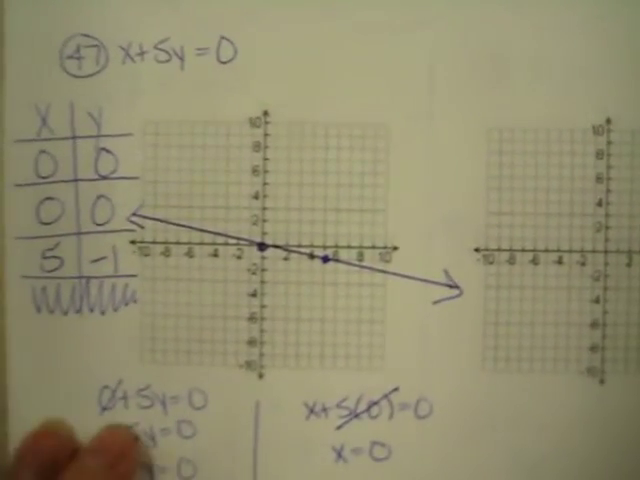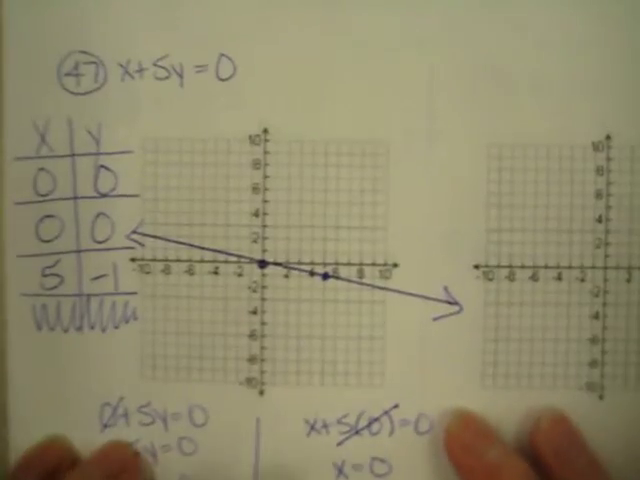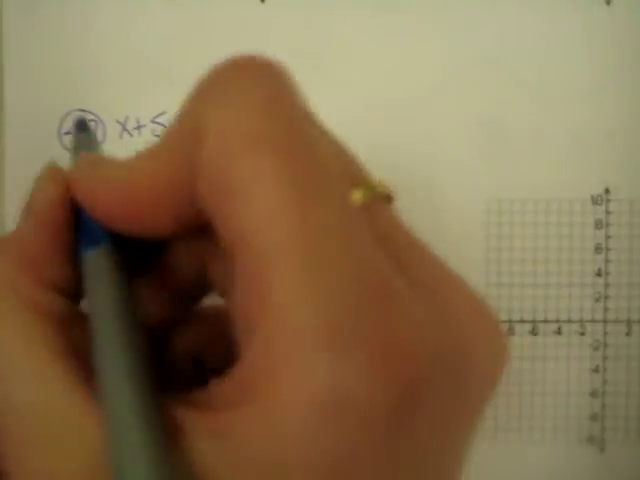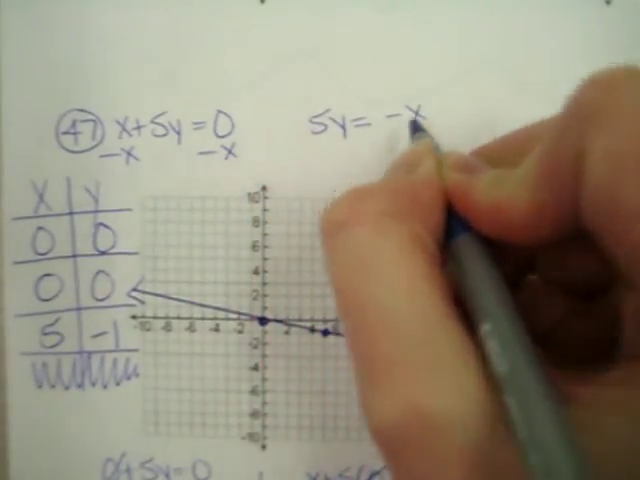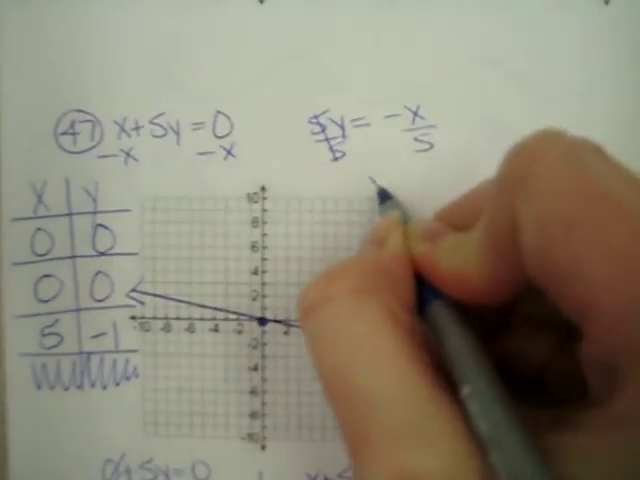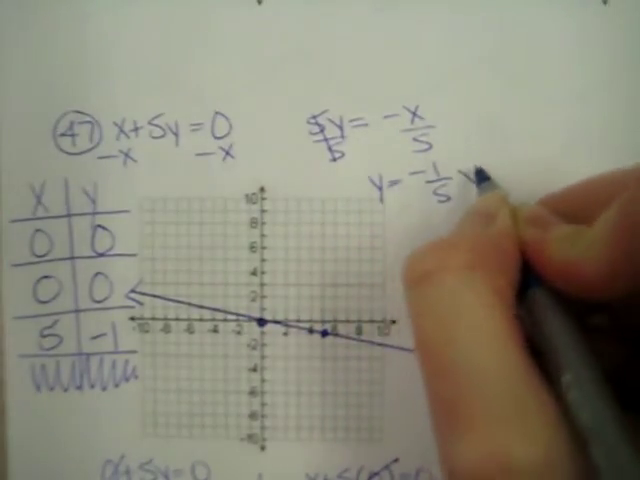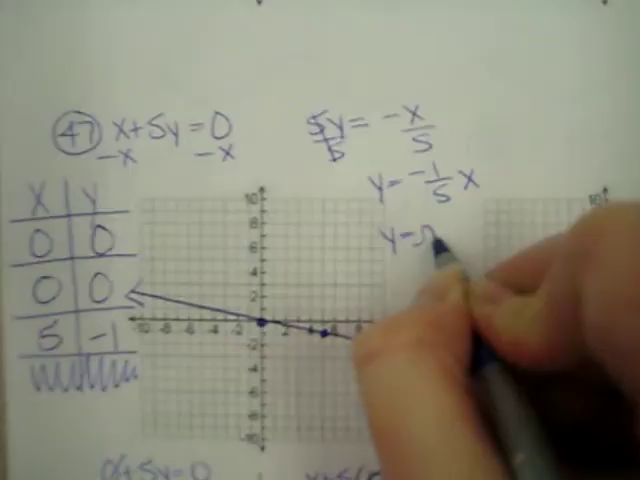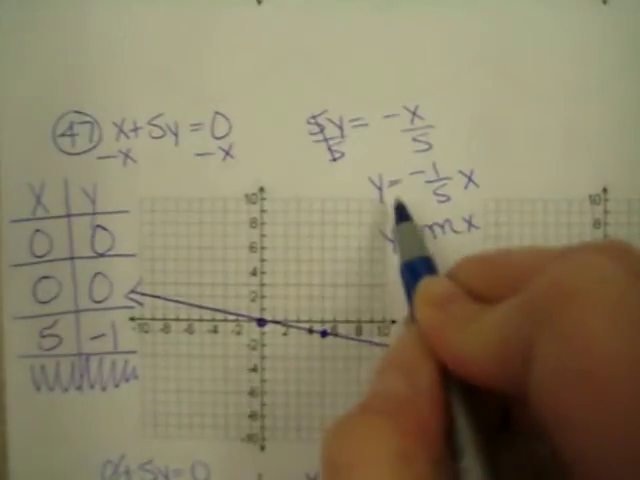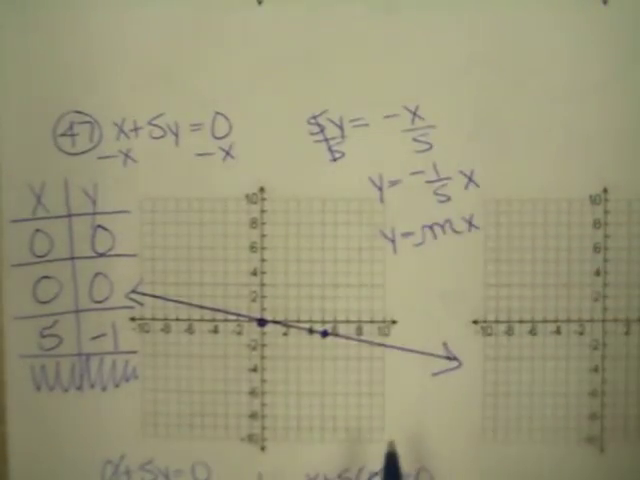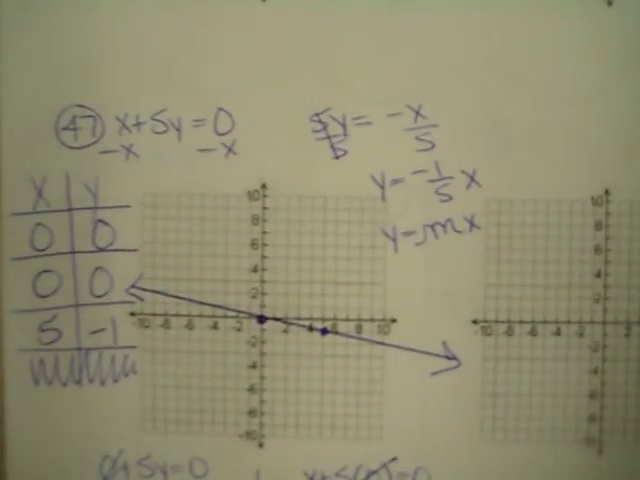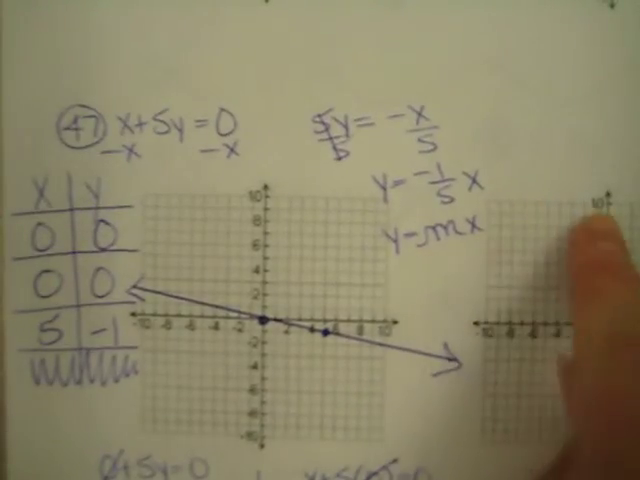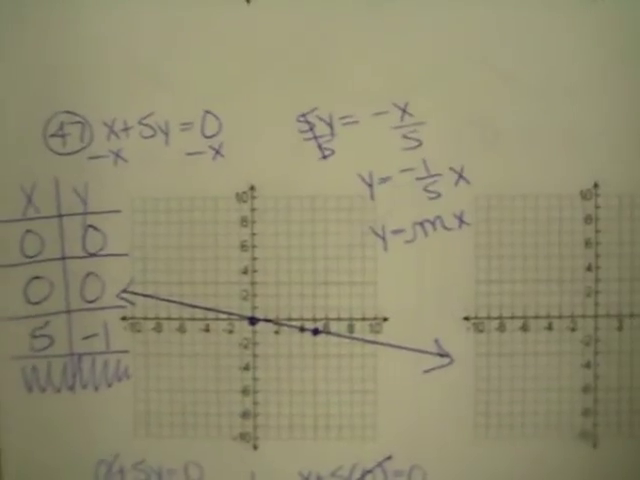Now the textbook also explained how to rewrite it into y equals mx form. I would subtract the x on both sides. 5y equals negative x, divide by 5, which means y equals negative 1/5 x, which is the same as saying y equals m times x. I have y equals a number times x, and that would be the rewritten equation for this line from standard form to y equals mx form. If it's in that form, there's no plus or minus a number at the end. It must go through the origin.